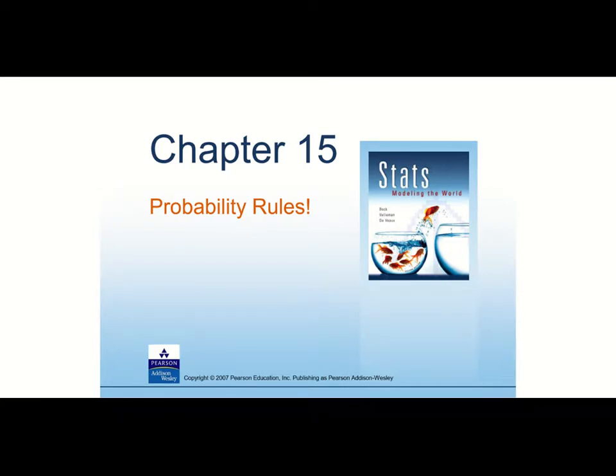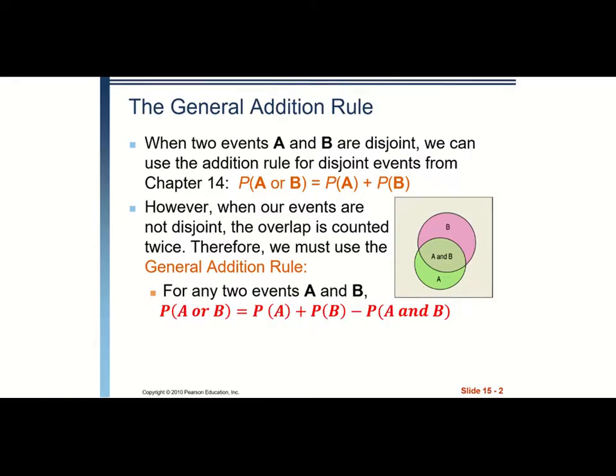Chapter 15 is really just an extension of everything we learned in Chapter 14 with a much cleverer title. Probability rules! In the last chapter, we were only adding probabilities when we had two events that were disjoint. Now remember, disjoint means that the events can't happen at the same time. In other words, they're mutually exclusive. In the Venn diagram, we had two circles that had no overlap at all.